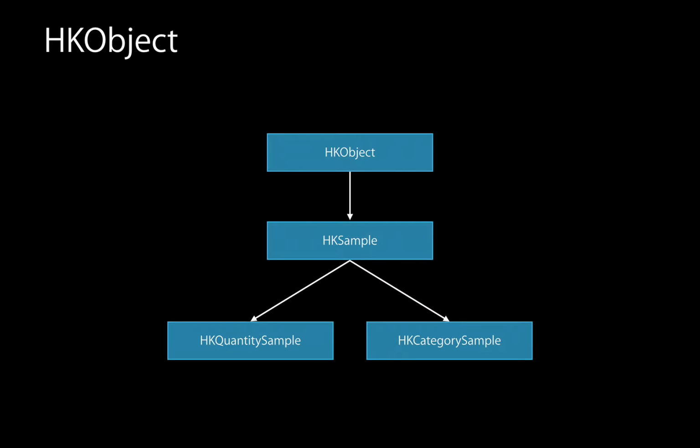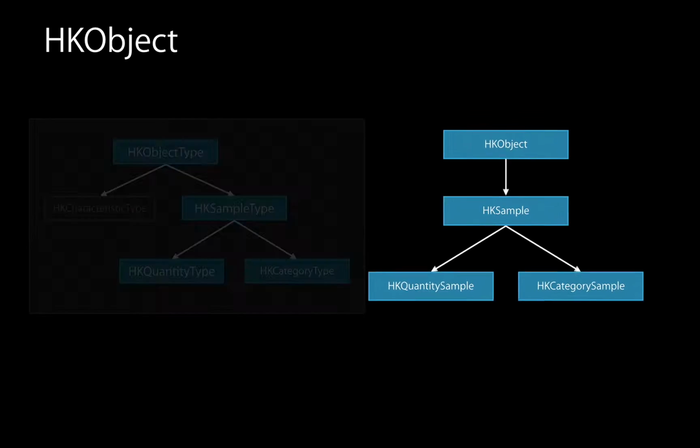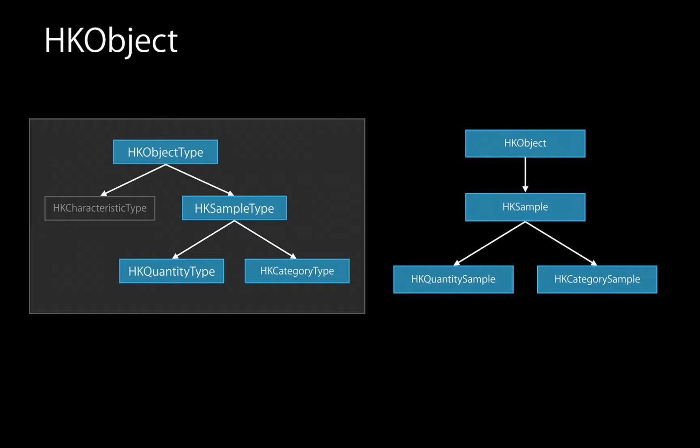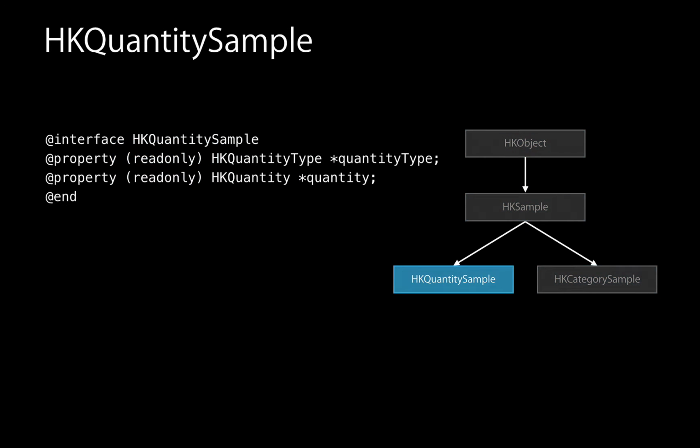So now we have a quantity, and we have an object type. It sounds like you're ready to create some data. All data stored in HealthKit is a subclass of HK object. Here we have a diagram of the HK object class hierarchy. You might notice that this is pretty similar to the hierarchy we just saw for HK object type. This is by design, as object types and objects are very closely tied together. Let's take a look at some of these different classes.